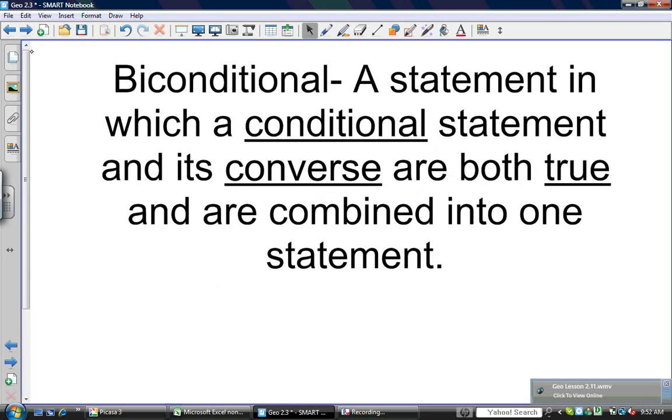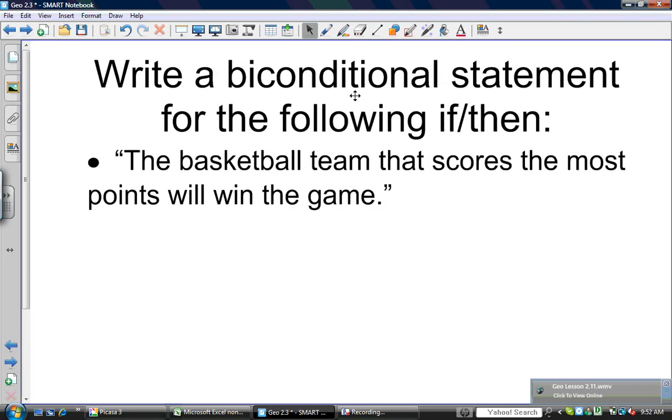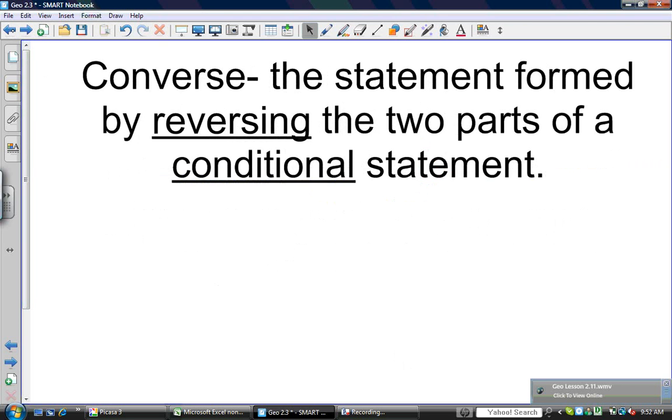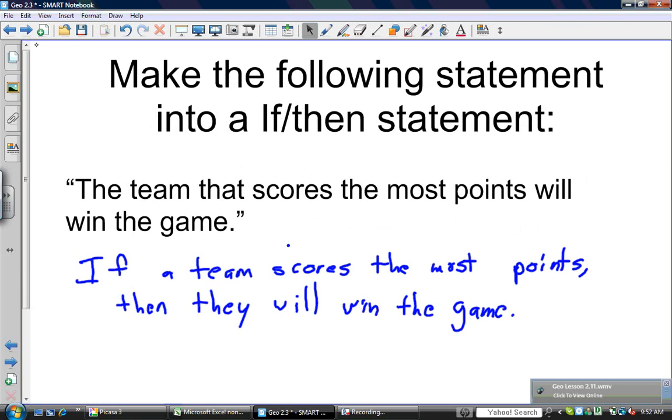A biconditional is a statement in which the conditional statement and its converse are both true, and they're combined into one statement. When they're combined into one statement, we say if and only if. It's a little strange. So if we want to write the biconditional statement for the following if-then, the basketball team that scores the most points will win the game, we just did that right here. So let's take what we had here.